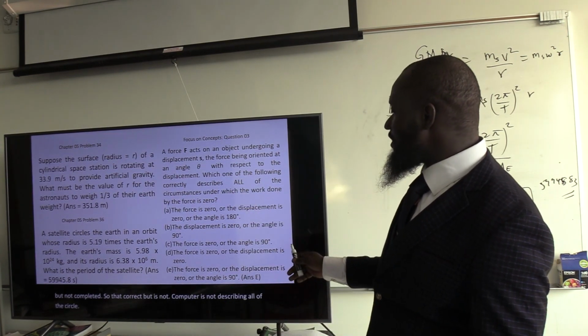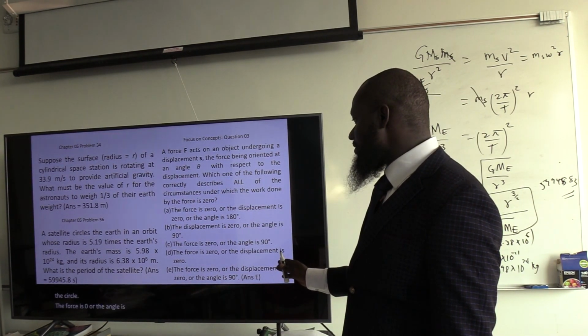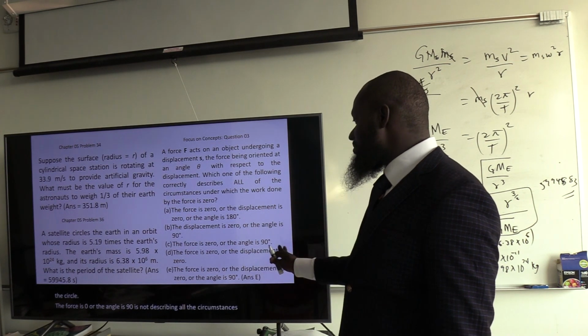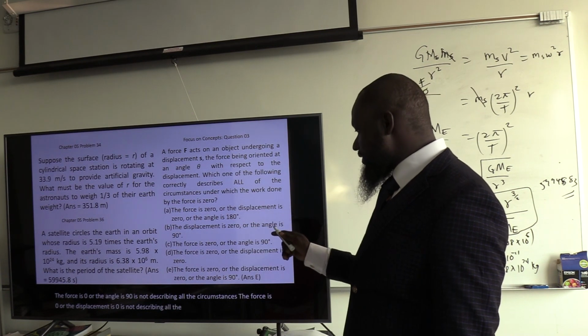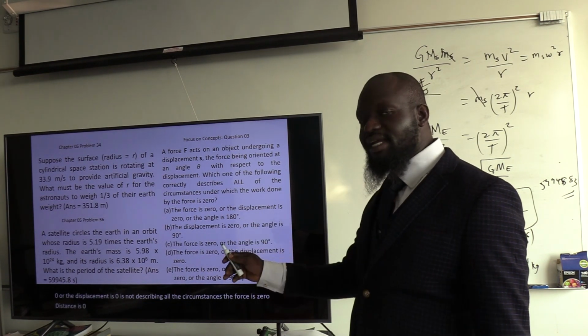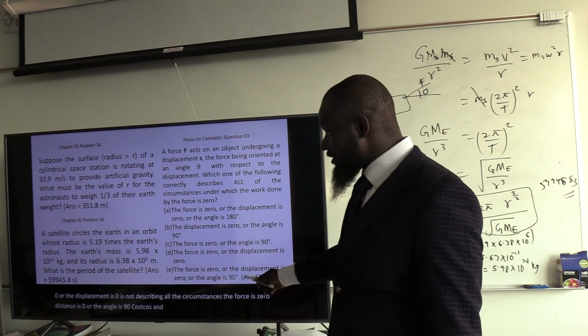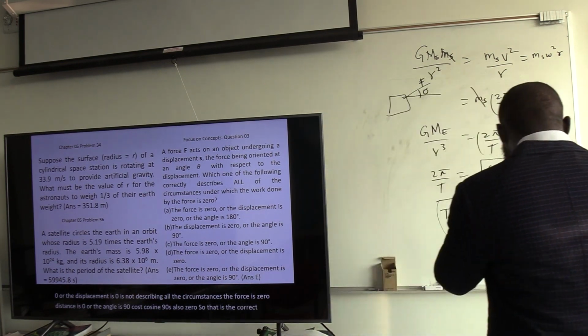The force is zero, or the angle is 90. It's not describing all the circumstances. The force is zero, or the displacement is zero. It's not describing all the circumstances. The force is zero, the displacement is zero, or the angle is 90, because cosine 90 is also zero. So that is the correct one, E, right there. Okay.